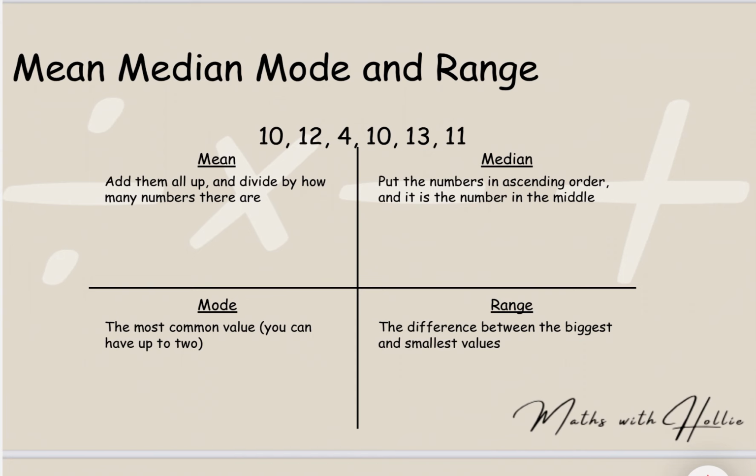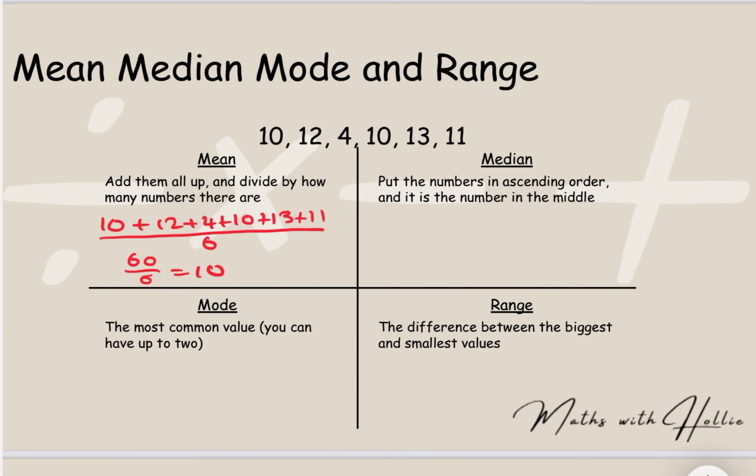So let's actually work out each one. The first one, what I need to do is add up all my numbers. So in this case, we've got 10 plus 12 plus 4 plus 10 plus 13 plus 11. And then I need to divide that by how many numbers we have, which is 6. If I add up all those numbers, it's going to give me 60. 60 divided by 6 is going to give me 10. So with these numbers, even though at the moment it doesn't mean anything, I could be talking about people's age. The average is 10, if we're using the mean. So the mean is 10.